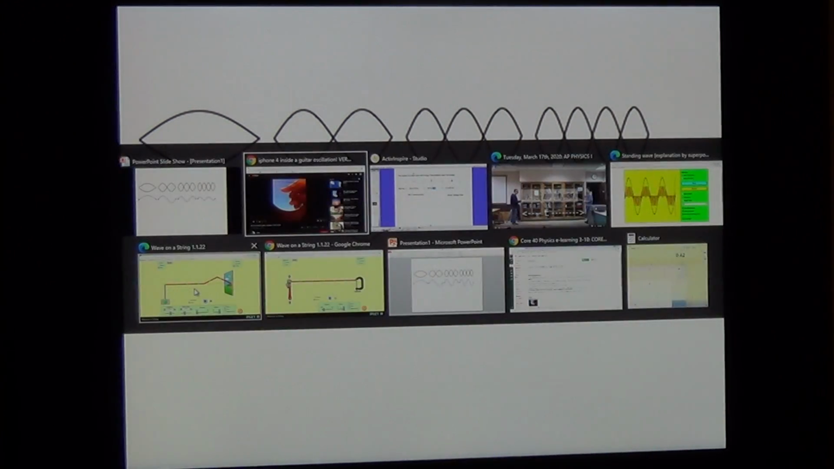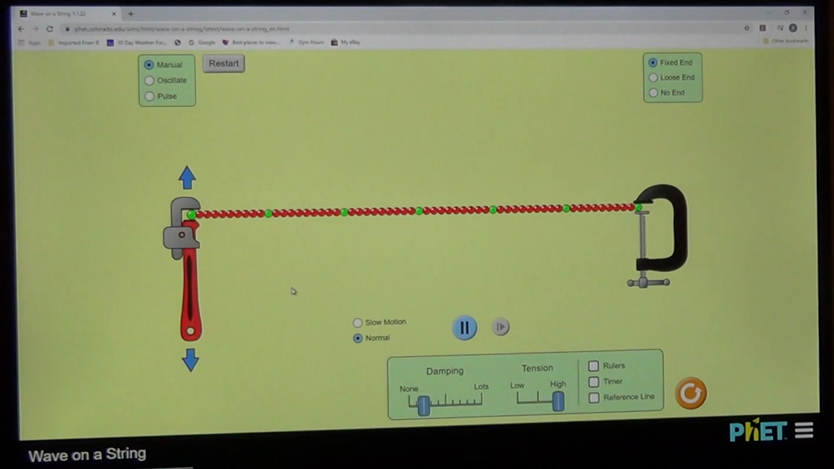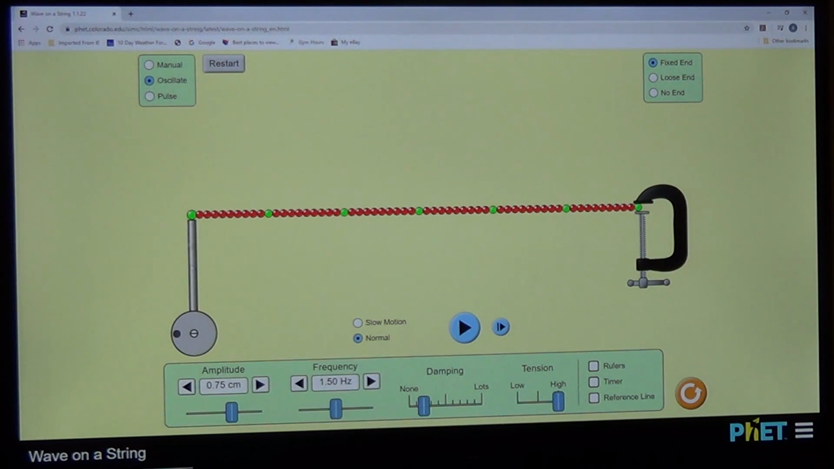So now we're going to take a look at what you're going to be doing for your assignment. We've got a link to PhET on the website, but if you want to, go ahead and type in PhET waves on a string, and this will bring it up for you. This is how it comes when you first load it up. We're going to pause it for a second. We're going to set it to oscillation. That means it's going to vibrate up and down over and over again.